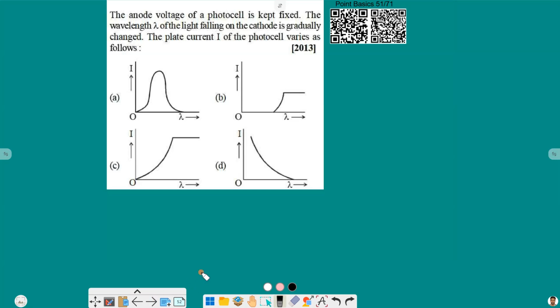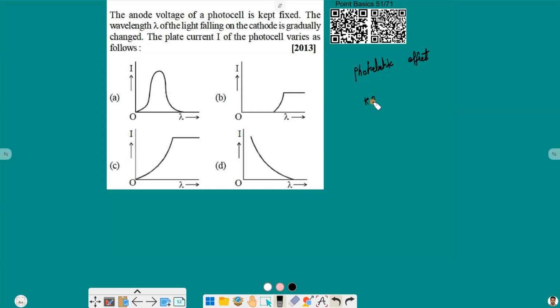Now moving to the next question. The anode voltage of a photocell is kept fixed. The wavelength lambda of light falling on the cathode is gradually changed. The plate current I of the photocell varies as. Now what we can do here? We can use the idea from the photoelectric effect. So in photoelectric effect, what we have?